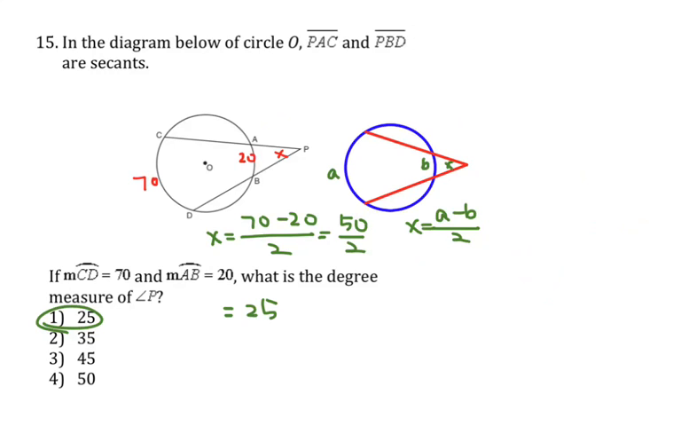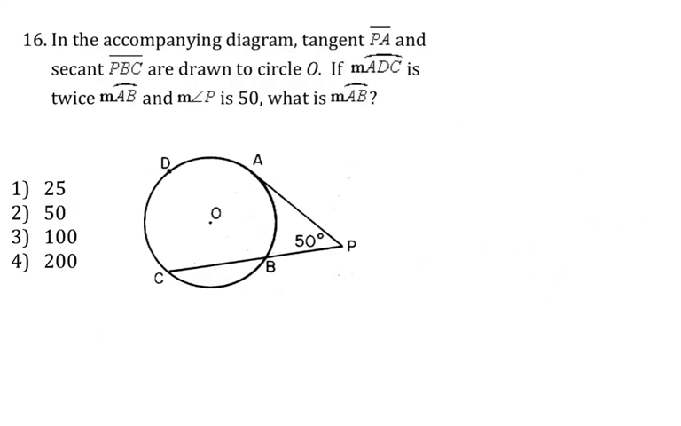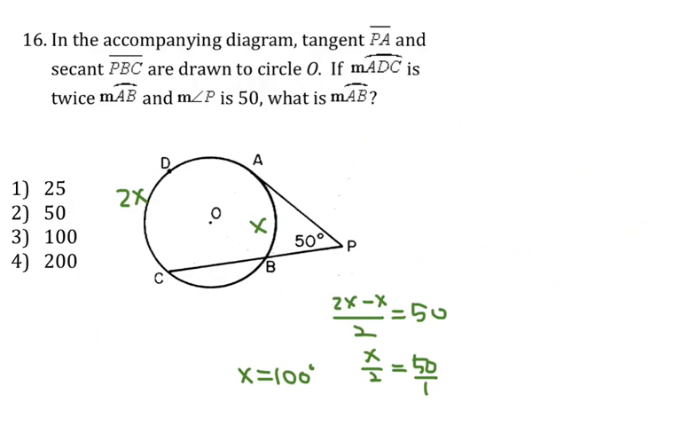All right, let's look at one more question here. Angle P is 50. What is arc AB? So I'm going to call that x. But the thing is, ADC is twice as much as AB, so I'm going to call this one 2x. So using our formula, we get 2x minus x divided by 2 must be equal to 50. 2x minus x becomes x, so we get x over 2 equals 50. Then what are we going to do? We can put it over 1, cross multiply, and x becomes 100. So arc AB would have been equal to 100, which is choice 3.